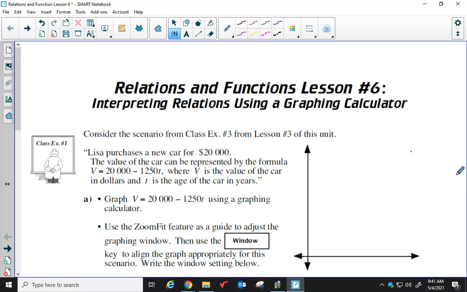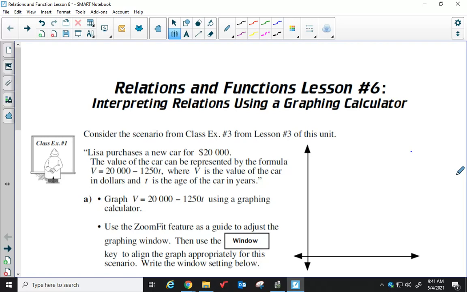For part A, we want to graph that relation, V equals 20,000 minus 1250T using a graphing calculator. Then we want to adjust the window settings so that they are the best window settings for the context of the problem. And then in this grid that we see on the right-hand side, we want to sketch what the graph looks like. Before I get into actually graphing it, I'm just going to label the grid that we see on the right-hand side.